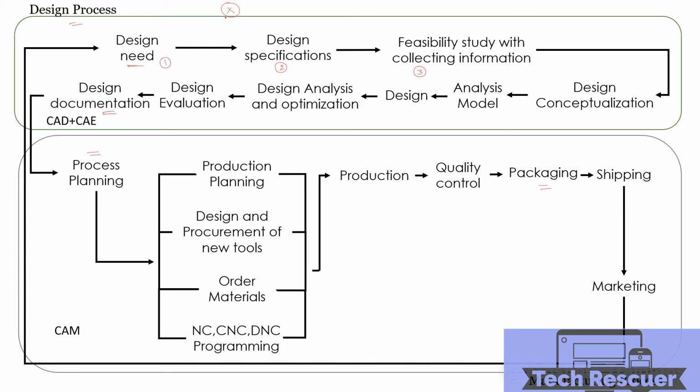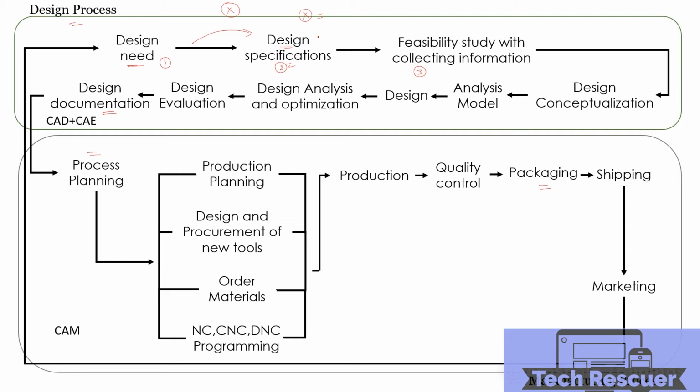Once you have determined that there is a need for product X in the market, you come to the second stage, where you define the specifications of this design or product X. For example, the dimensions of the product, or that the weight of the product should be under 1 kg or 2 kg. Likewise, what is the functionality of product X? You define all those things in the design specification stage.